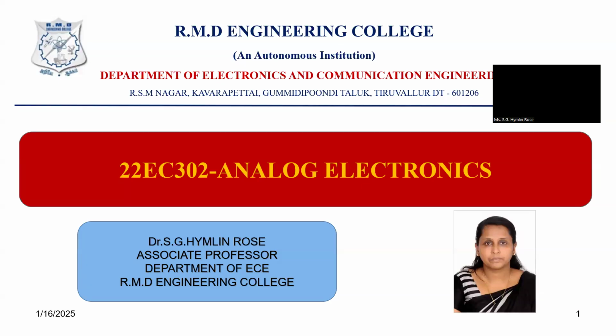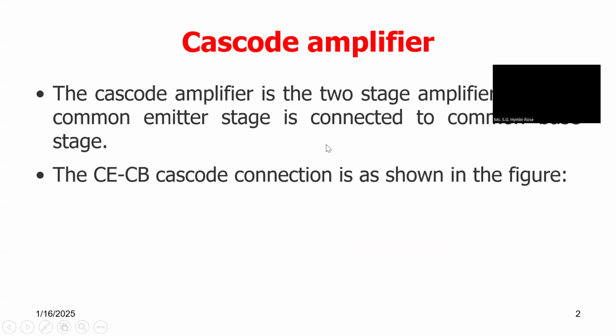Good morning to all. Today we will discuss the Cascode amplifier based on BJT in the subject analog electronics. A BJT based Cascode amplifier is a two-stage amplifier that uses bipolar junction transistors to improve the input-output isolation and bandwidth. These are the two main advantages of using this Cascode amplifier: one is improved input-output isolation and another one is bandwidth.